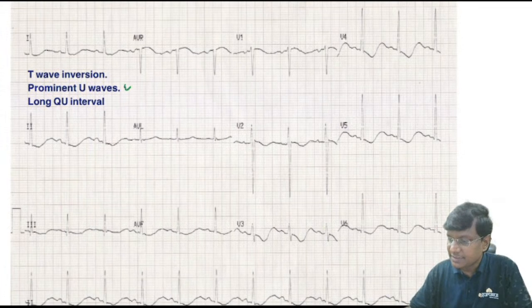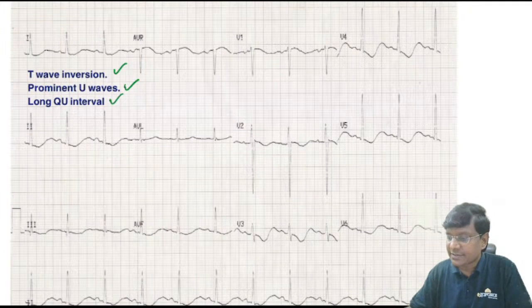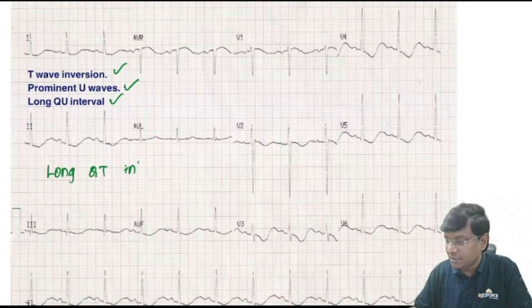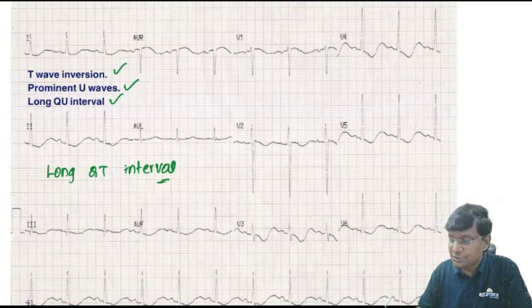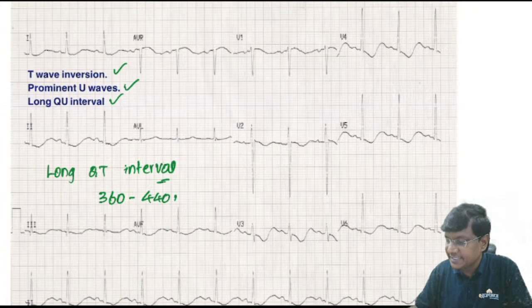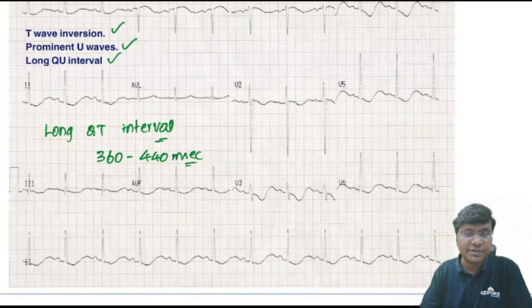So number one, there will be a prominent U wave. Followed by that, there will be T wave inversion. Followed by that, there will be a long QT interval. So how much will that QT interval be? The duration of the QT interval is around 360 to 440 milliseconds. So in these individuals, QT prolongation will be there.